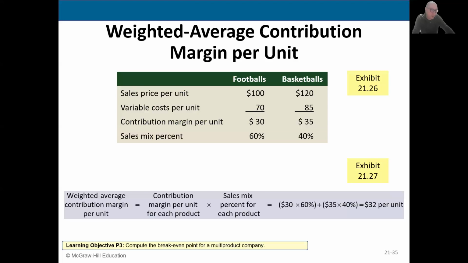To find the weighted average of contribution margin per unit, we take the contribution margin per unit of each product and we multiply that by the sales mix percentage of each product. And of course, I add the two products together to get, in this example, $32 per unit. That's my average. Makes sense.